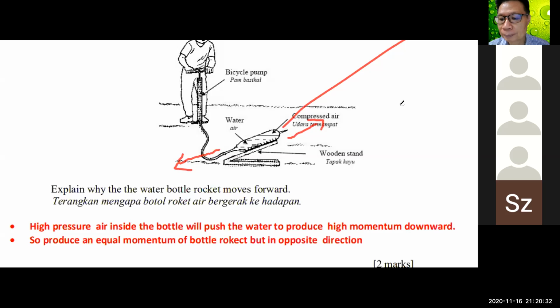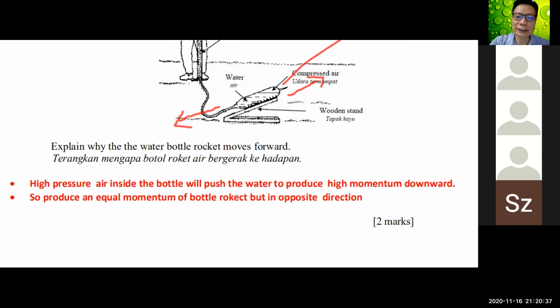Got it, class? Normally, if the question says 2 marks, it means 2 points are expected, so you must write 2 points to get 2 marks. If 4 marks, you have to write 4 points, 4 ideas. If it is 4 marks and you write only 1 answer, you only get 1 mark. You cannot get full marks. You must have different ideas, 2 ideas to get 2 marks. Yeah?